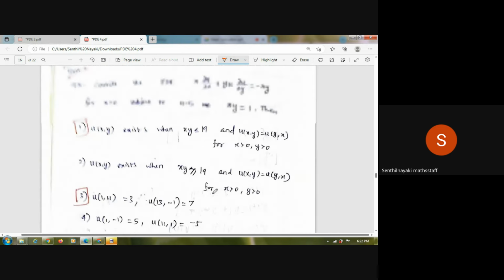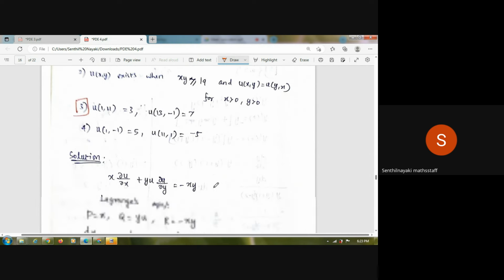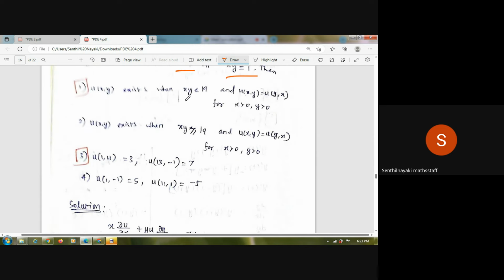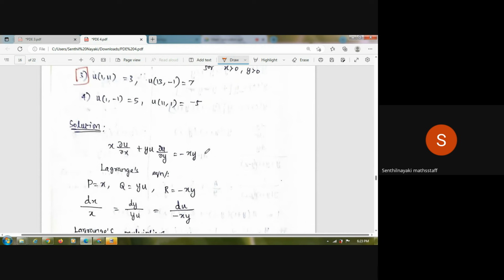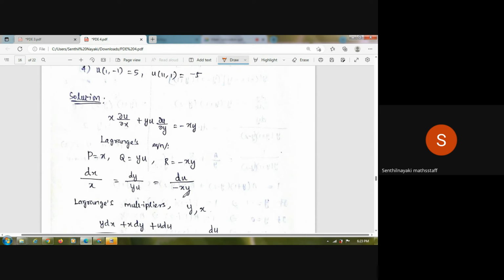Otherwise you can't. Okay. Next one, linear PDE: x into dou u by dou x plus y into u dou u by dou y equal to minus xy. Here u equal to 5 and xy equal to 1. So we have to find the solution. There are 4 options. This is a Lagrange's PDE, because it is of the form small p P plus small q Q equal to R. So we have to write down the auxiliary equation, that is dx by capital P equal to dy by capital Q equal to dz by capital R.